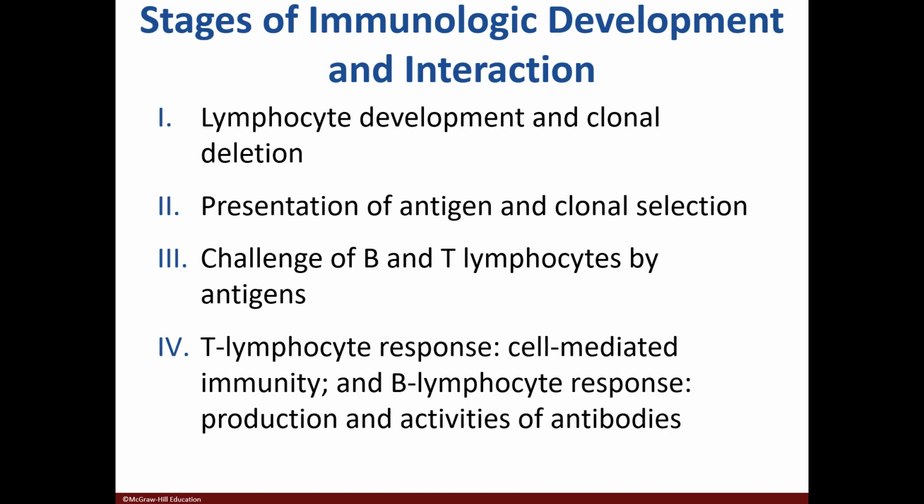Let's discuss the 4 stages of development of the cells associated with the adaptive system. The first is the development of B and T cells, along with clonal deletion. The second is the presentation of the antigen to the lymphocytes and clonal selection. Third is the challenging, and finally we see the cell-mediated response from the T cells and antibody production from the B cells.